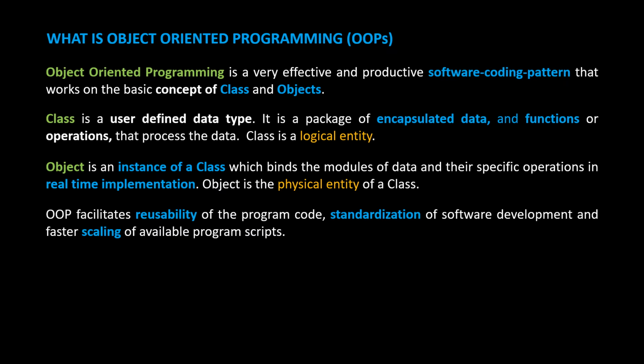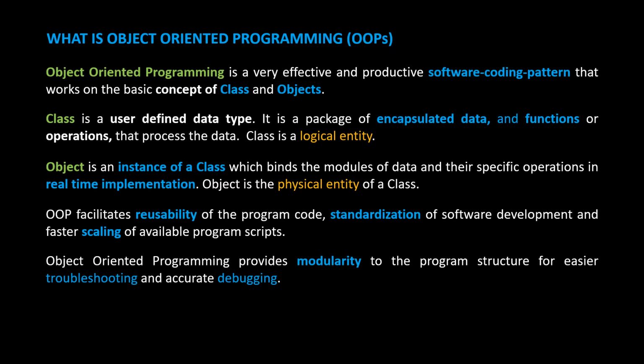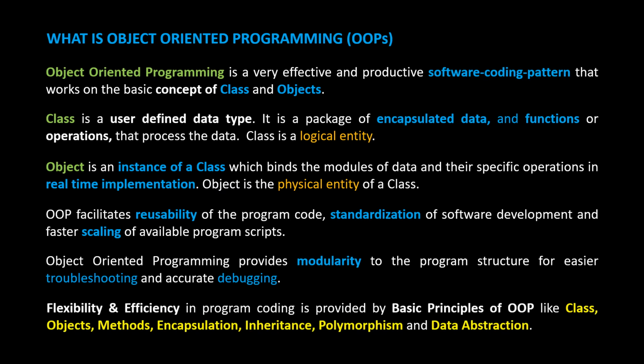Object-oriented programming facilitates reusability of the program code, standardization of software development, and faster scaling of available program scripts. Object-oriented programming provides modularity to the program structure for easier troubleshooting and accurate debugging. Flexibility and efficiency in program coding is provided by basic principles of OOPS, like class, objects, methods, encapsulation, inheritance, polymorphism, and data abstraction.